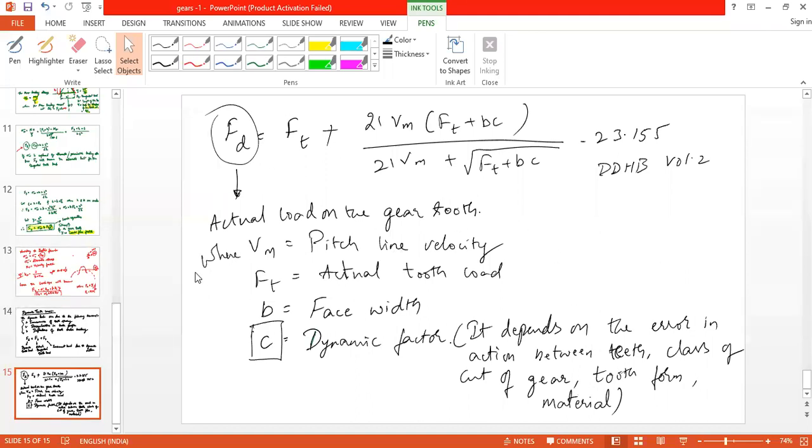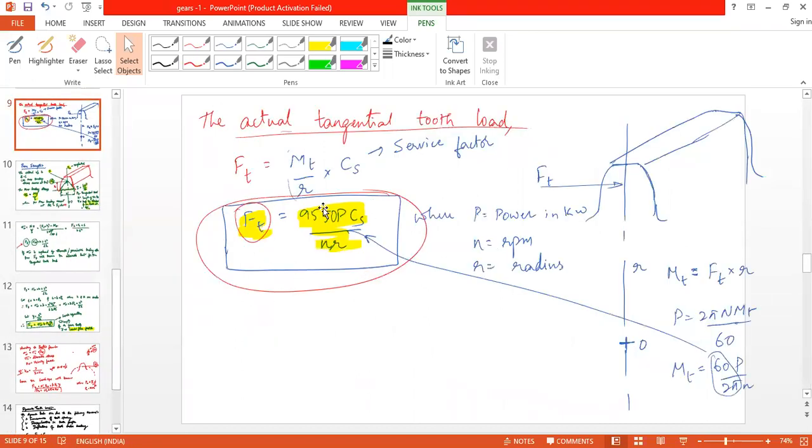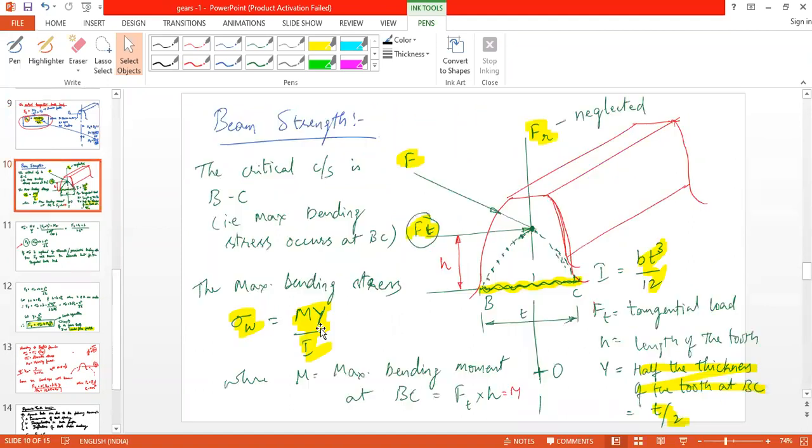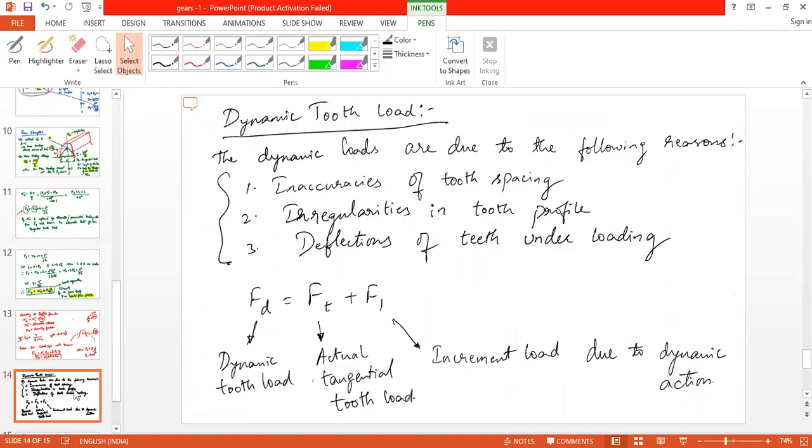Now here we have calculated the dynamic load. Okay, so FD is the dynamic load, and we know the actual tangential tooth load, and again we have the beam strength of the gear tooth, so by comparing the value of the actual tangential load and the beam strength, we can say the design may be safe based on the static loading. Okay, and now here we have calculated the dynamic tooth load. We have just calculated it, we have not evaluated it. This is just a calculation.